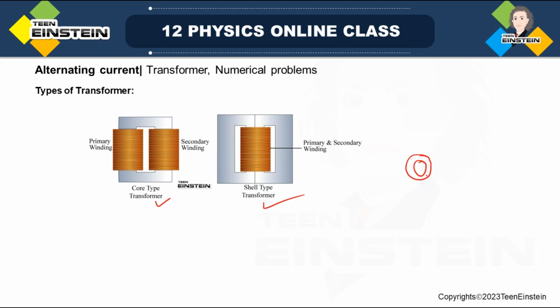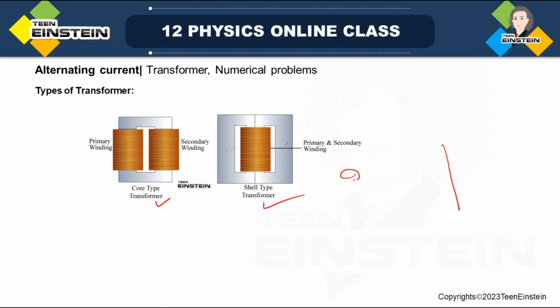If you think in that way, a shell type transformer is the one where the secondary coil and the primary coil are both wound over one another. Suppose I have two arms and a common arm here. These two outer arms are not used in the shell type. The common arm is used.